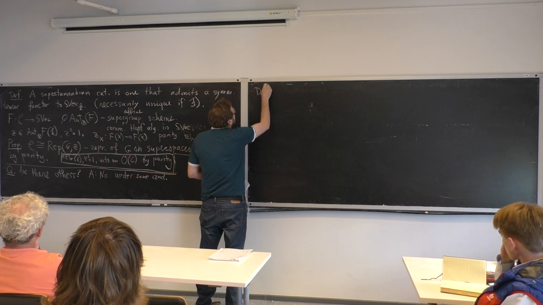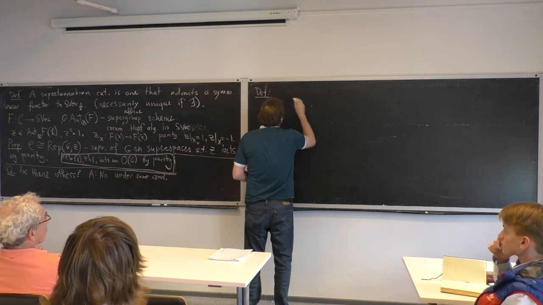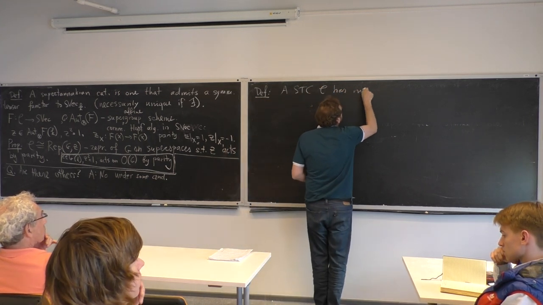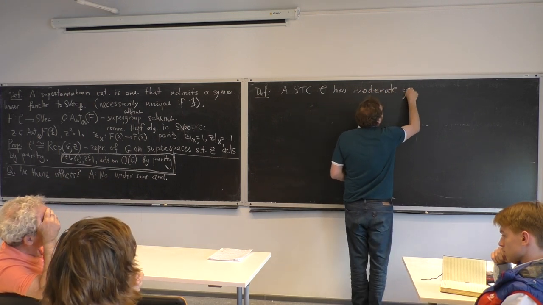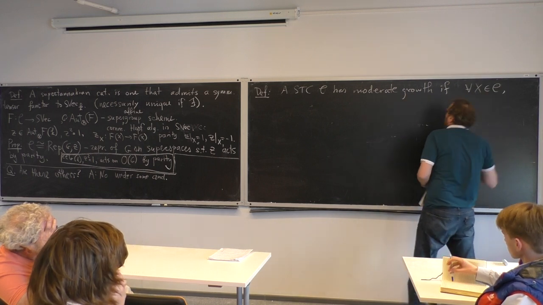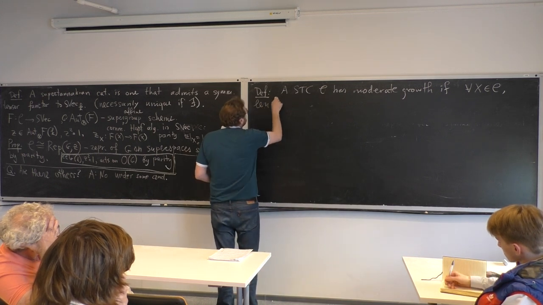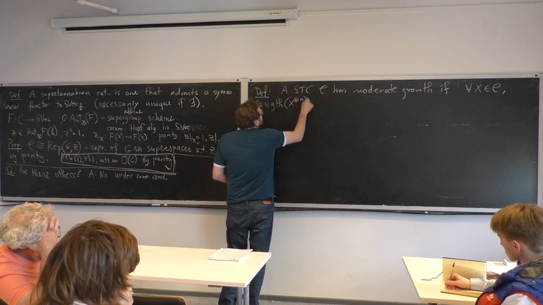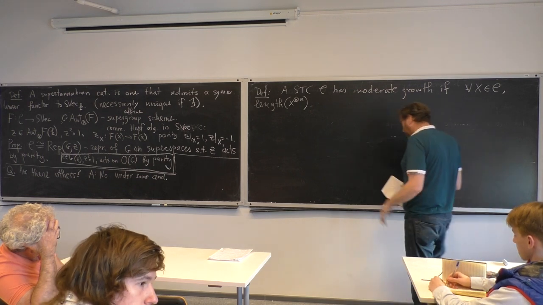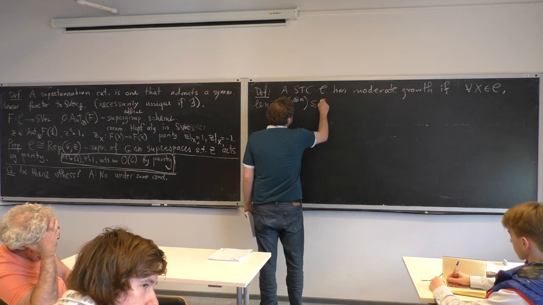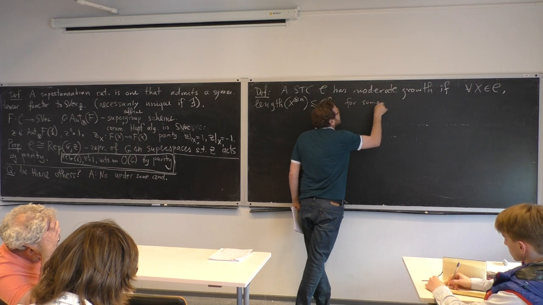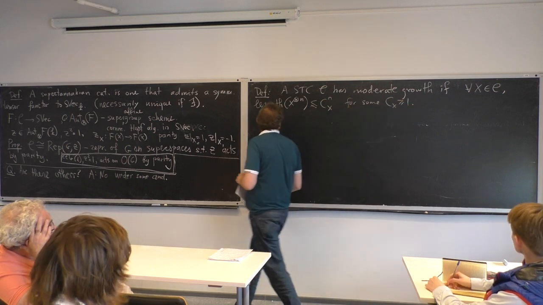Definition. We will say that a symmetric tensor category C has moderate growth if for any x in C, the length of x to the n, which is the length of the composition series, which by our axioms is finite because our category is Artinian, is less than or equal to some constant c_x to the power n, for some c_x greater than or equal to 1.